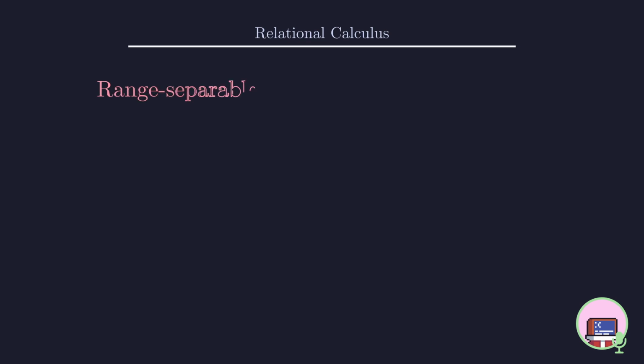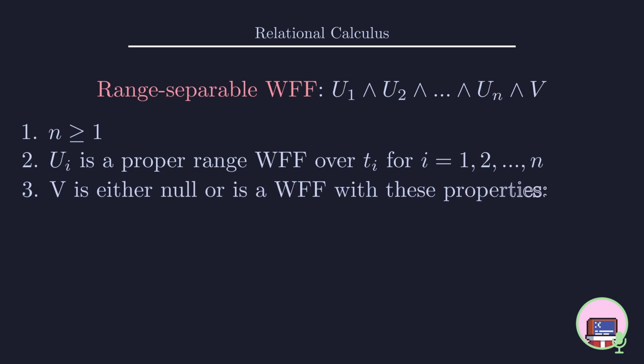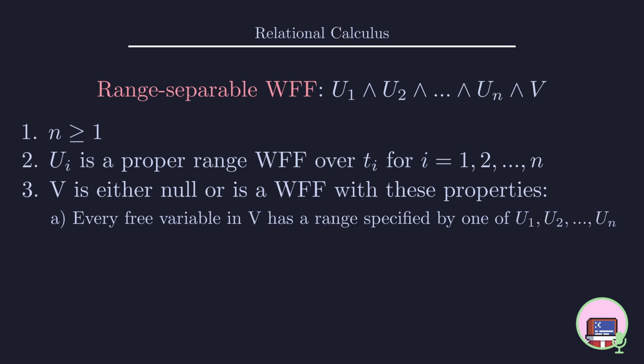Now, a range-separable well-formed formula is a well-formed formula that has the form U1 and U2 and etc. up to UN and V, and follows these constraints. First, n is greater or equal to 1. Second, UI is a proper range well-formed formula over Ti for I equal to 1, 2, up to n. Third, V is either null or it is a well-formed formula with these properties.